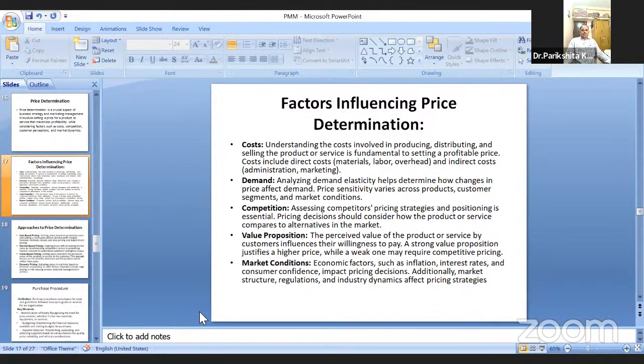Suppose you are taking Coca-Cola, the market demand increases or not. Suppose then the Pepsi. Yes or no? Accordingly, that demand influences the price determination. Suppose the demand for this pen does not increase, the demand of the customer for this pen does not increase. This demand also influences the price determination.